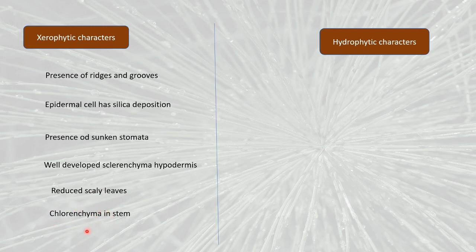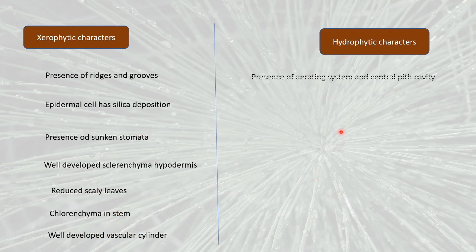And we can find chlorenchyma in stem. Since leaves are small, some part has to perform the process of photosynthesis. So this is performed by the presence of chlorenchyma in stem, and they have a well developed vascular cylinder to conduct water and food, right? So these are the list of xerophytic characters that equisetum has, which reflects its adaptation to xerophytic habitat as well.